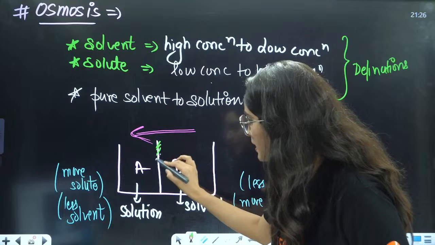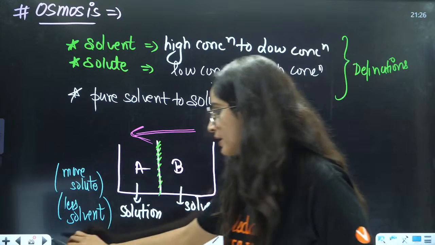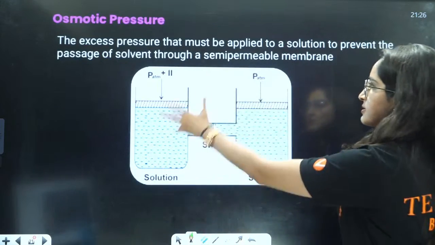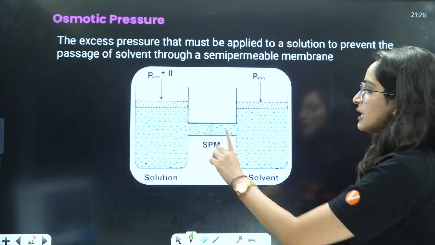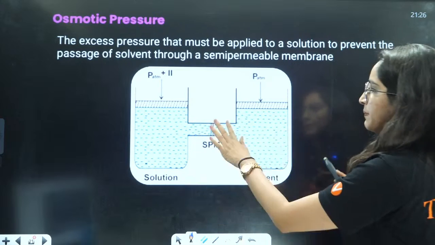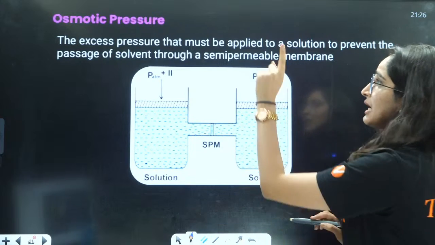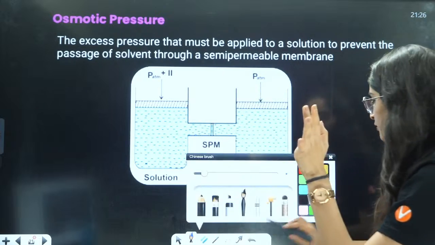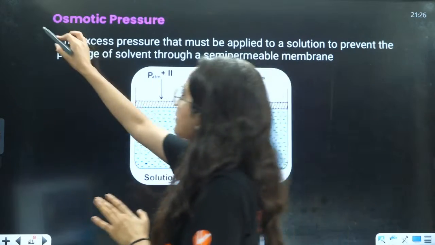You will have a semi-permeable membrane over here, right? So basically, this is the full diagram over here, right? This is your solution, this is your solvent, right? And this is the semi-permeable membrane. The excess pressure. Now, students, what are we talking about? We are talking about osmotic pressure.